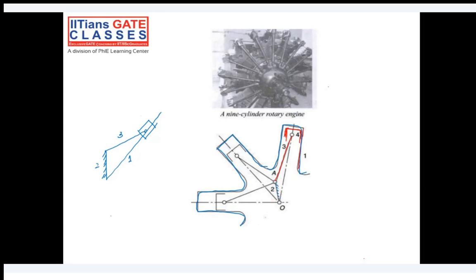In the third inversion what we are doing is we are fixing the connecting rod. So here the third link is fixed. In this case, third link means our connecting rod.